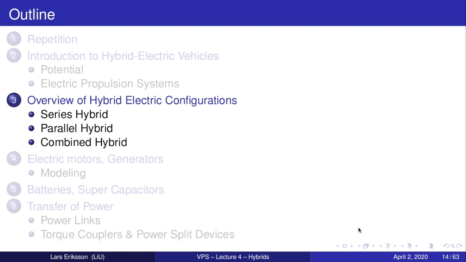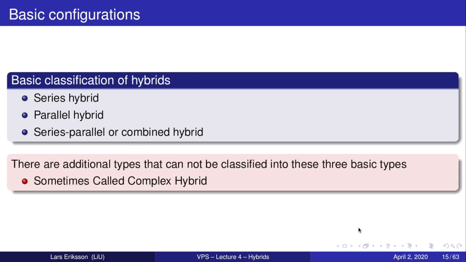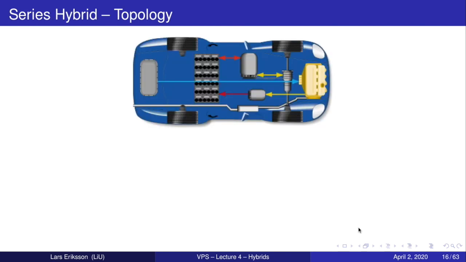The next step now is to look at the hybrid electric vehicle configurations. We look at the series, the parallel, and the combined hybrid. Before going into the configurations, we have some classifications of hybrids. We have the series, we have the parallel, and we have the series-parallel, or combined hybrid. There are additional types that cannot be classified into these three basic types. They are sometimes called complex hybrids. We first start with the series hybrid topology.